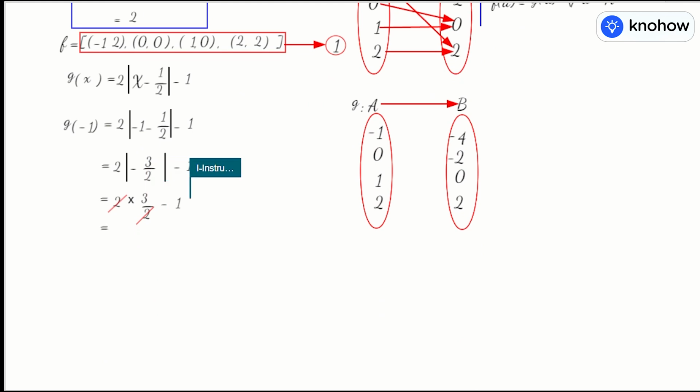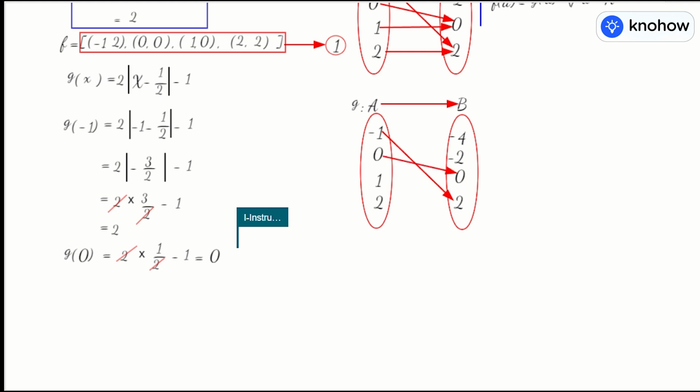So 2 times 3/2 is 3, minus 1 is 2. So g of -1 is 2. We are finding the g image. And now let's see g of 0, the g image of element 0. 0 minus half is minus half, and as a modulus it will be half. Twice half is 1, and 1 minus 1, finally you get 0. So 0 corresponds to 0.